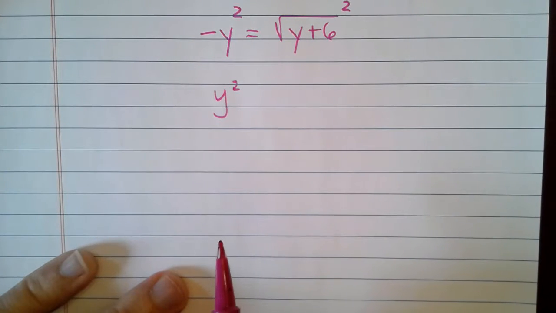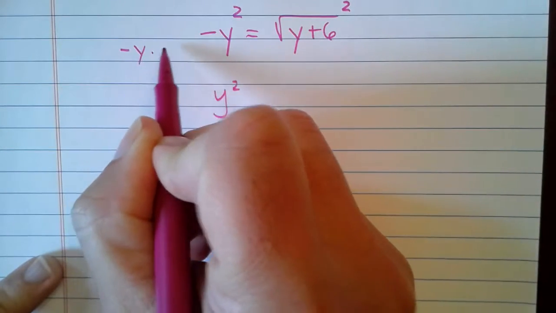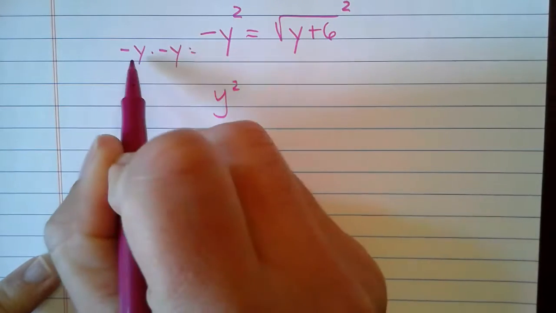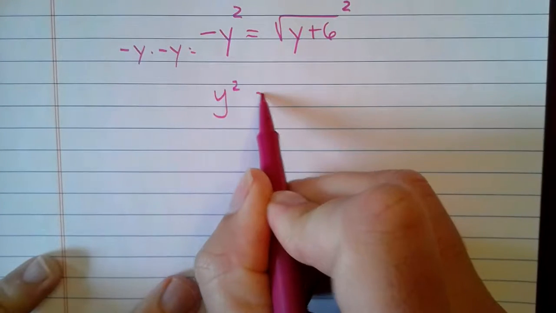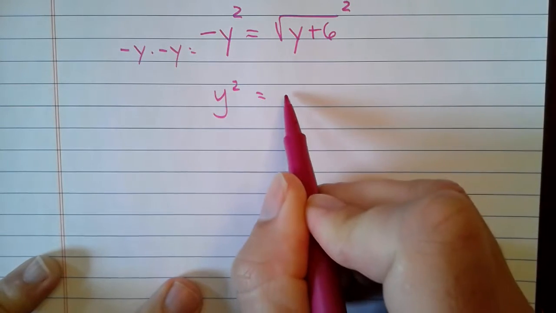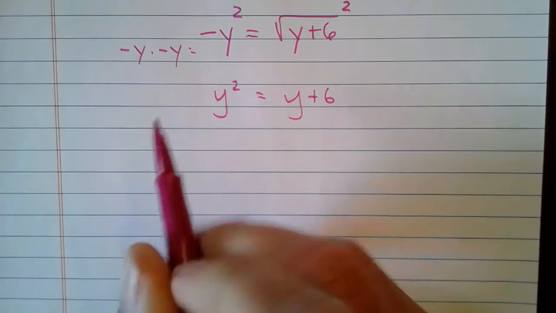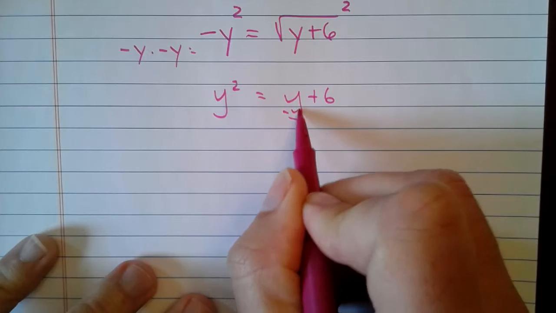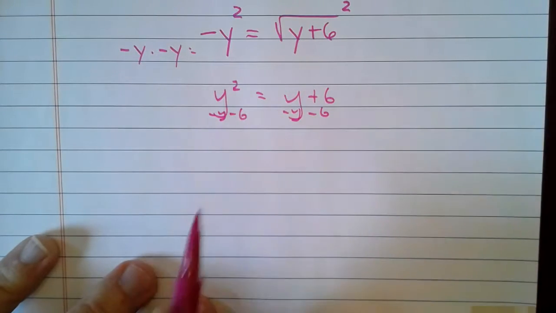y squared. Okay, I'll put it off to the side just to make sure. Negative y times negative y, negatives cancel out, y squared equals the radical and the square cancel each other out, y plus 6. Now that I have a quadratic, I want to subtract my y and my 6 from both sides. Subtract my y and my 6.